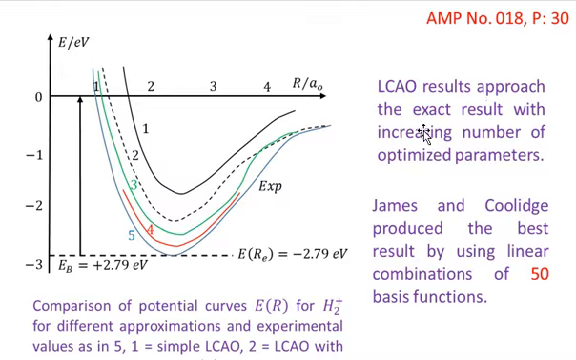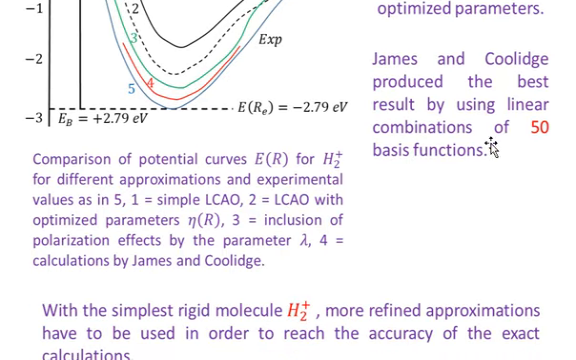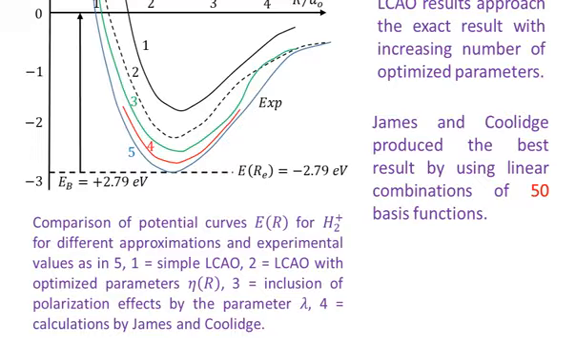So the LCAO results approach the exact result with the increasing number of optimized parameters. If you include an increased number of optimized parameters, then of course the results are improved. For example, James and Coolidge produced the best result by using linear combinations of 50 basis functions. That is, 50 basis functions were used by James and Coolidge in order to obtain curve number 4, which is much closer to the experimental data.